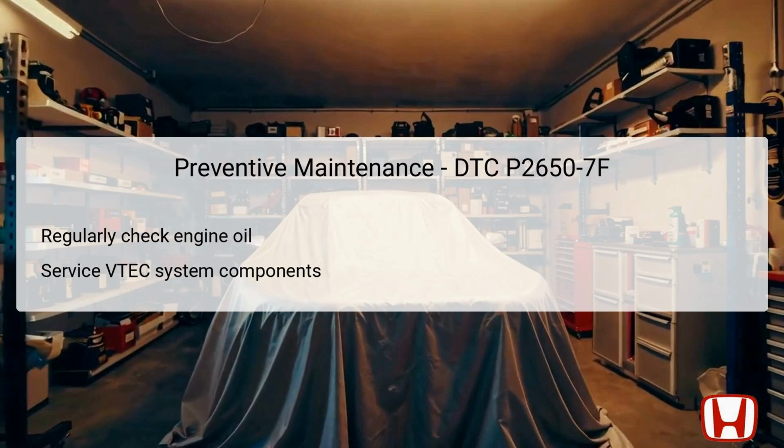P2650-7F, implementing a robust preventive maintenance strategy is essential. Regularly checking engine oil levels and ensuring they meet the manufacturer's specifications can preempt issues with oil pressure. Additionally, scheduling routine servicing of the VTEC system components, including the rocker arm oil pressure sensor and rocker arm oil control valve, is critical. Cleaning or replacing these components as part of routine maintenance can mitigate oil flow obstructions.